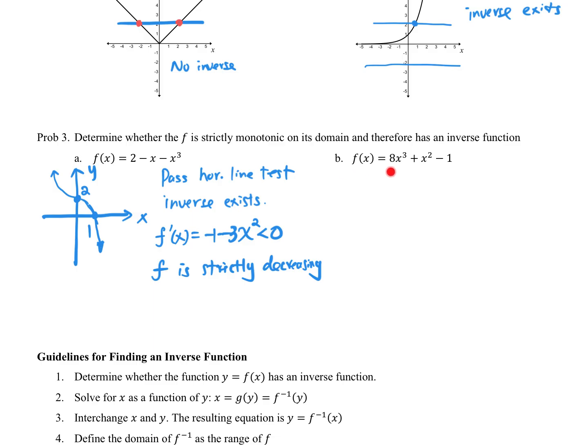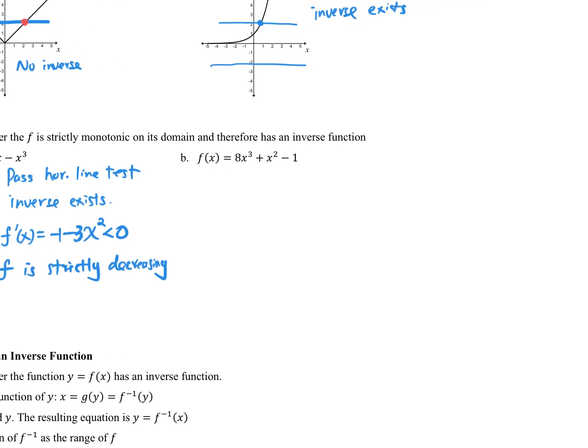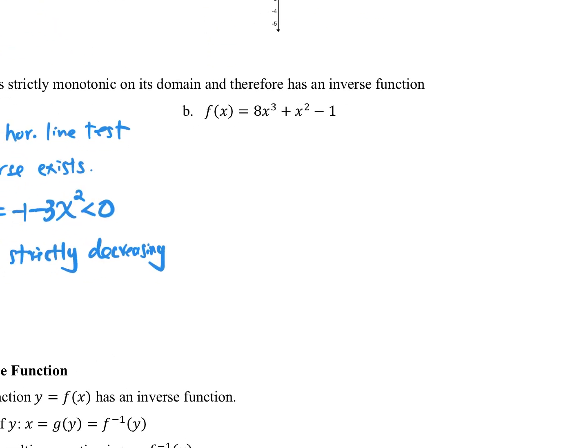Now look at part B again. Pause the video and then make a graph of it. So this will be interesting. Here again, by no means is this an accurate graph. I just want to show the general shape. And using a graphing calculator, it looks something like that, okay? And then you might think that, okay, this actually is one-to-one. In fact, it is not.